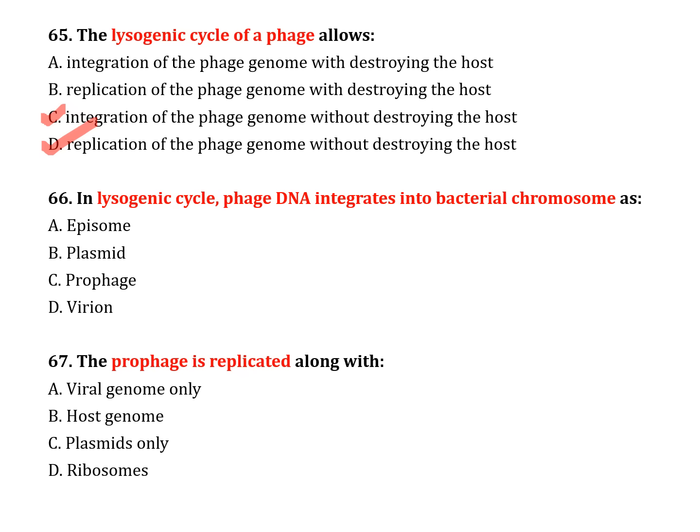In lysogenic cycle, phage DNA integrates into bacterial chromosome as option A episome, option B plasmid, option C prophage, option D virion. Correct answer is option C prophage.